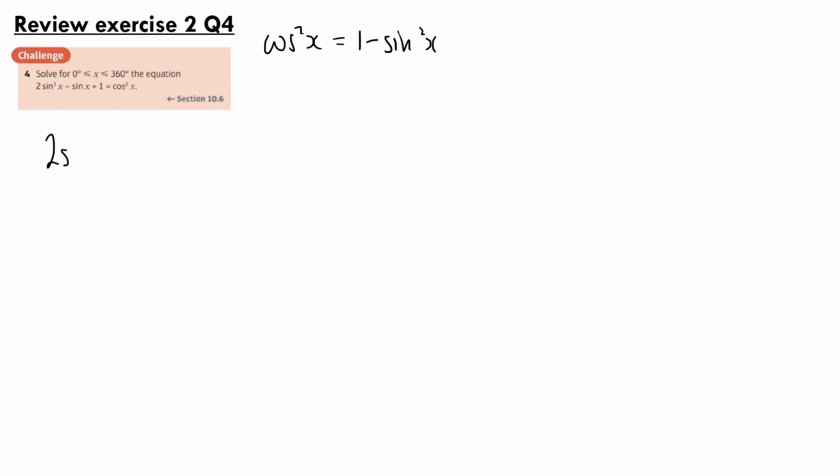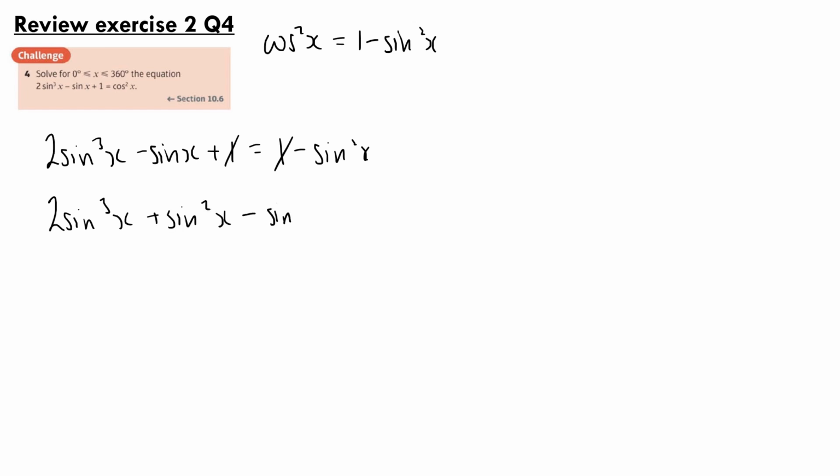So we'll have 2 sine cubed x minus sine of x plus 1 is equal to 1 minus sine squared x. And we can cancel the 1's on each side of the equation, and we're left with 2 sine cubed x plus sine squared x minus sine x is equal to 0. Now we can take a factor of sine of x out to ensure we don't lose any solutions where sine of x is equal to 0. So we have on the inside 2 sine squared x plus sine of x minus 1 is equal to 0.